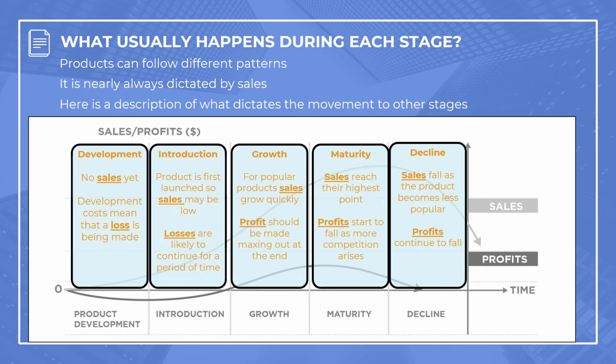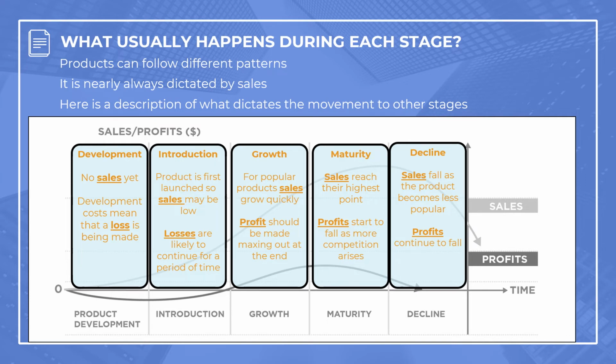Now, what happens during each of those 5 stages? So what specifically happens during each one? You might be expected to explain what is happening at each of these 5 stages. So they can follow different patterns, obviously, but it's always dictated by sales.